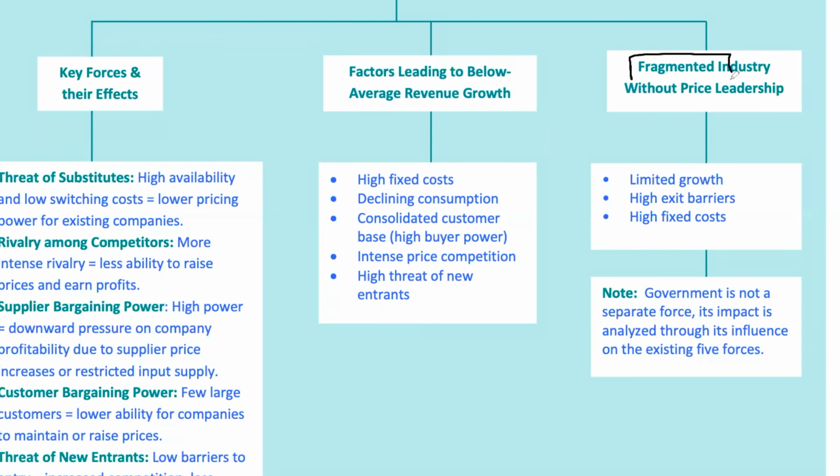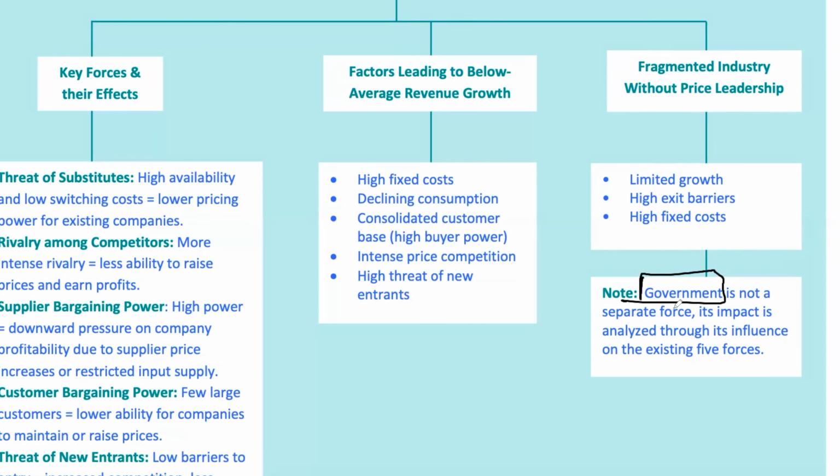Now, when a company's industry is fragmented with no clear price leader, limited growth, high exit barriers, and big fixed costs, their ability to adjust prices is pretty limited. Without price leadership, companies can't just hike prices to make up for falling sales volumes. It's like being stuck in a crowded room where no one can speak up.